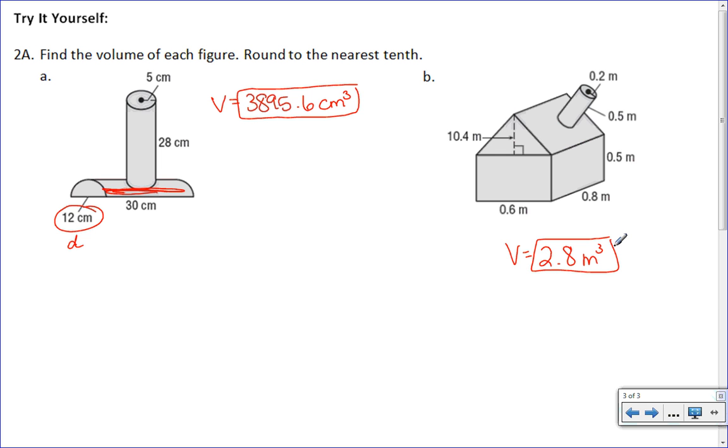And for this one, the most likely thing I can think of, if you didn't get this answer, is maybe using the incorrect height for the triangular prism. A lot of times we get confused between the height of the base versus the height of the prism. Remember, that's the distance from one base to the other base. So that should be this distance right here. So again, if you didn't get 2.8, that would be a thing to go back and check.